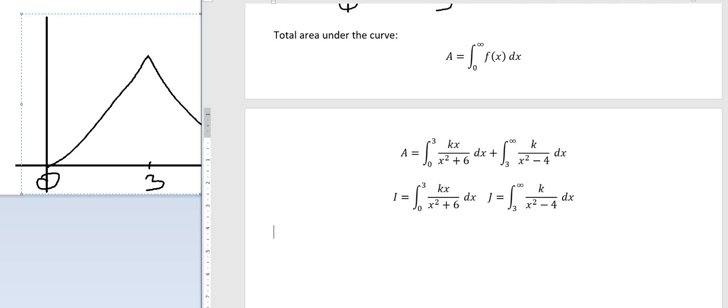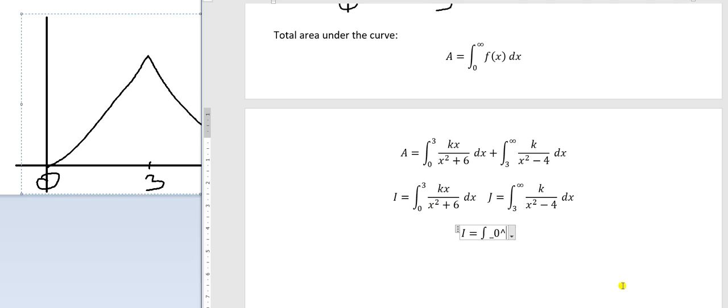And once we've worked out the values of I and J, we can add them together. This is a very quick thing to do in terms of notation, but it's really helpful when it comes to combining things when you're in a bit of a muddle in the middle of a question. So let's start with the first one. We'll compute the value of this first integral I.